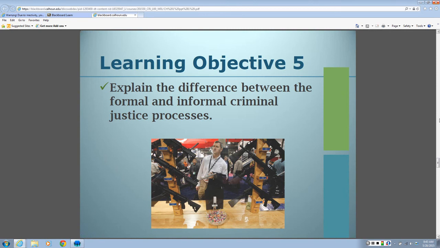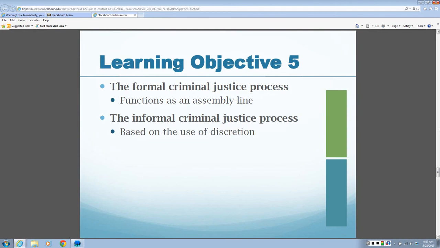So let's talk for a minute about the difference between the formal and the informal criminal justice process. Think about the criminal justice system as an assembly line where you go from one point to another. For example, a police officer makes contact with you, you get arrested, he takes you to jail.